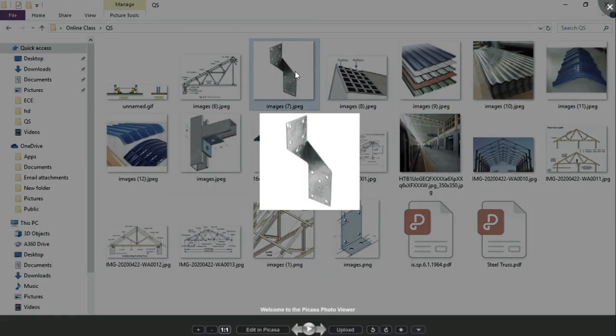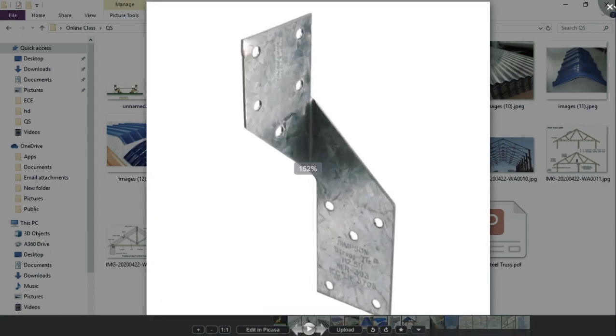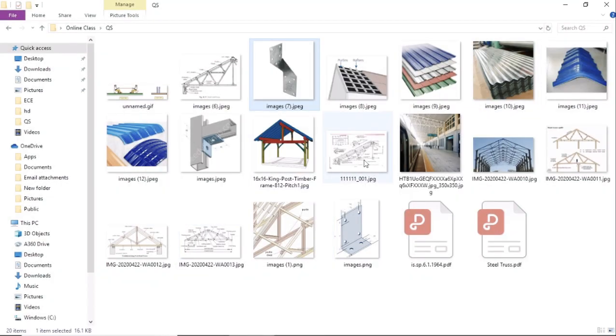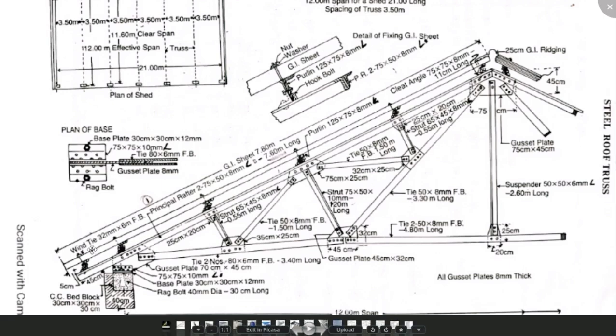Another one to show. So this is the wind tie. It's used here. See, the wind tie is used here. So this is the principal rafter. Then this is the cleat angle. Wherever there is a tightening activity, wherever nuts and bolts are necessary, these cleats are usually used in the steel industry.